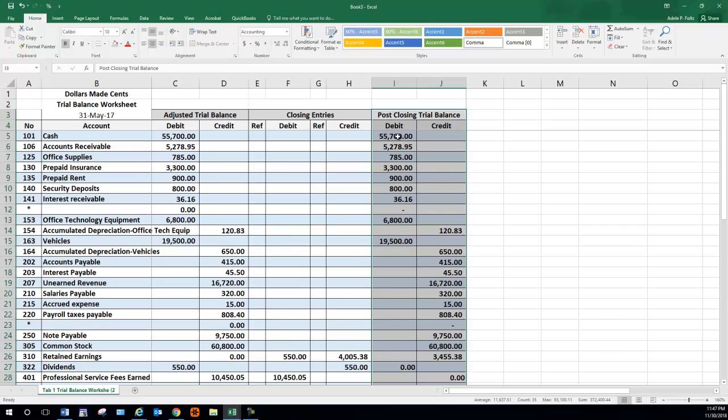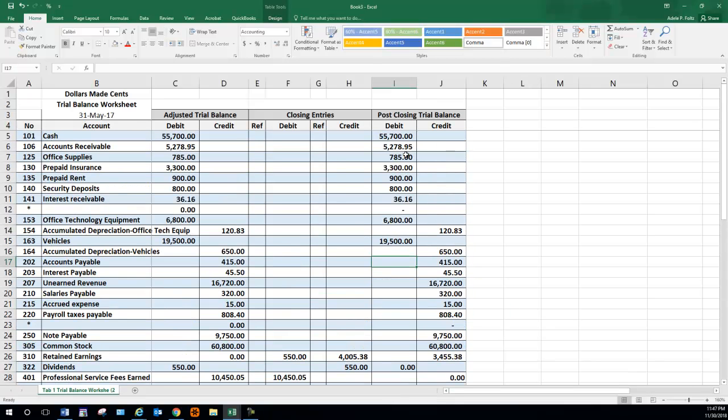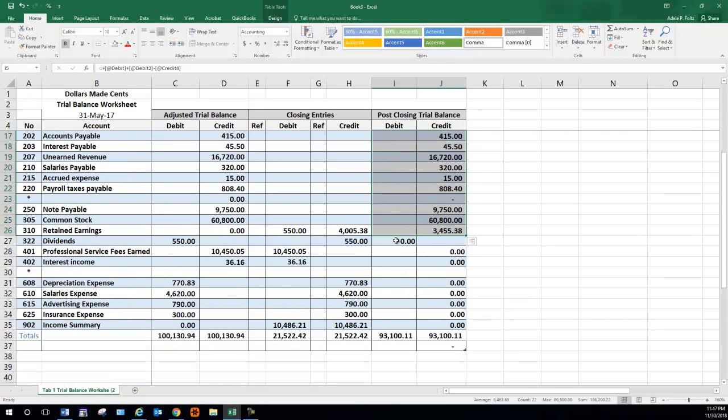As you notice, all of our permanent accounts have a balance in them because it carries forward. But when we come down here to our dividends, our revenue accounts, and all of our expense accounts, they are now at zero. So we can now start posting our activities for June and start accumulating our revenue and our expenses for June. And again, our permanent accounts, that's why we call them permanent accounts, because the balances continue forward for all of these.